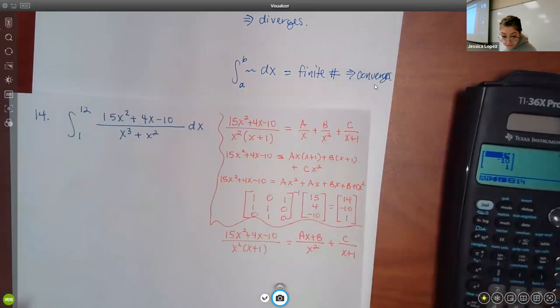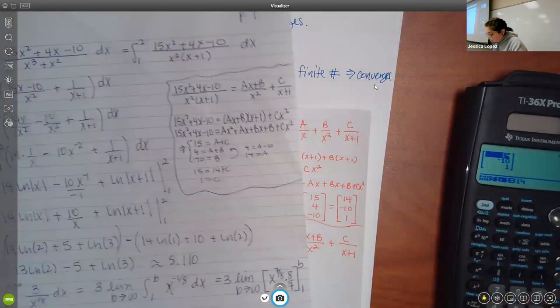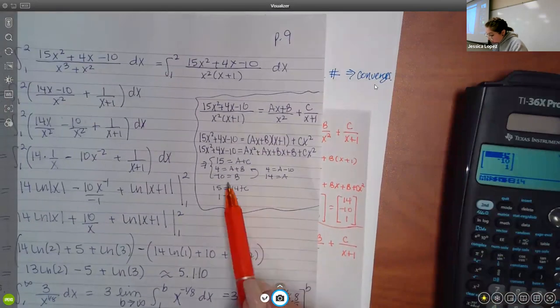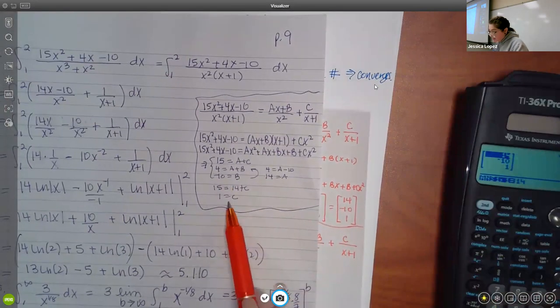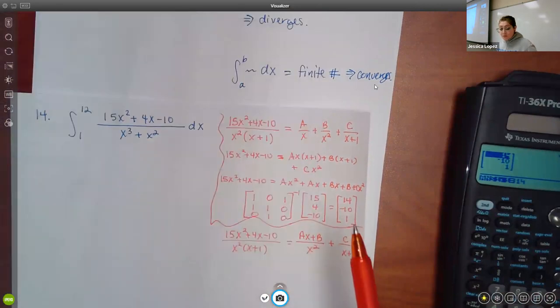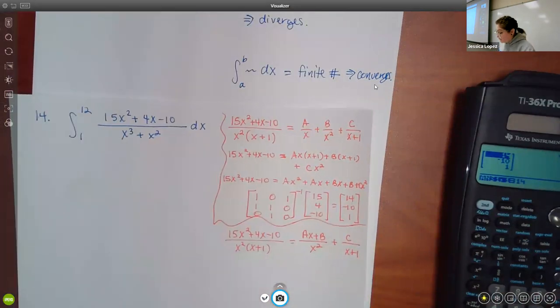So now we have, and that's exactly what I got from before. I mean, I did it algebraically, but I got A is 14, B is negative 10, and C is 1. So it does work. You can do it this matrix way.